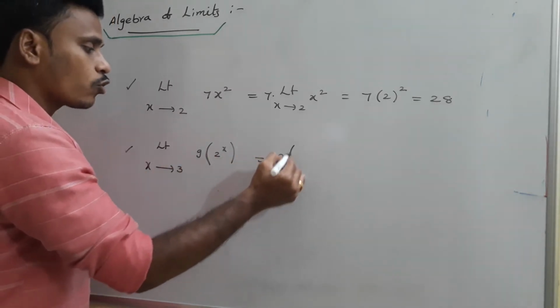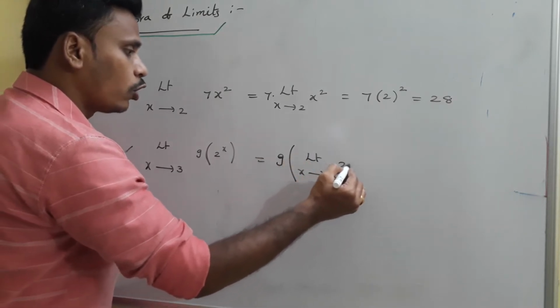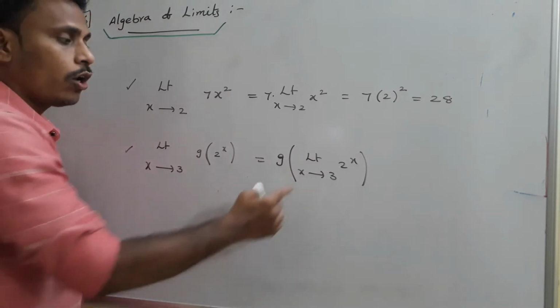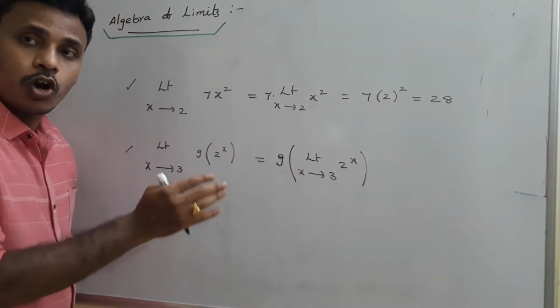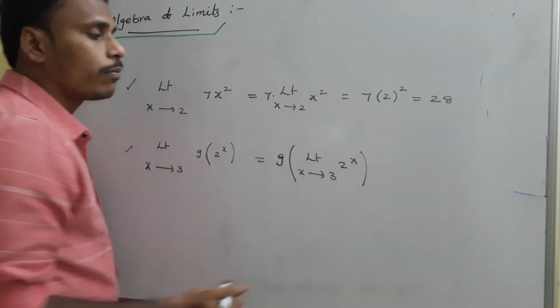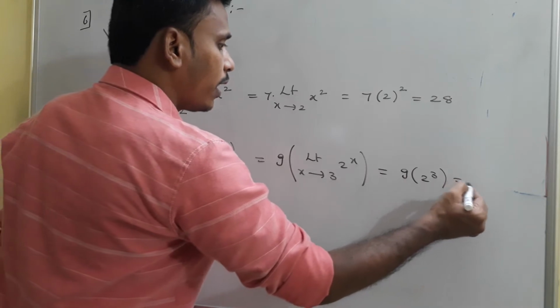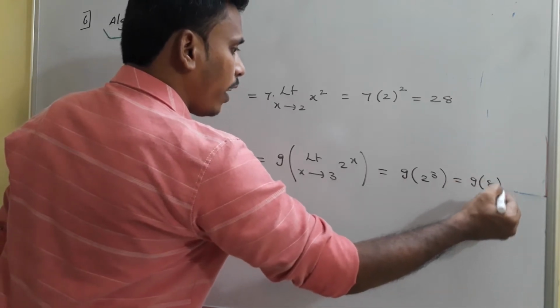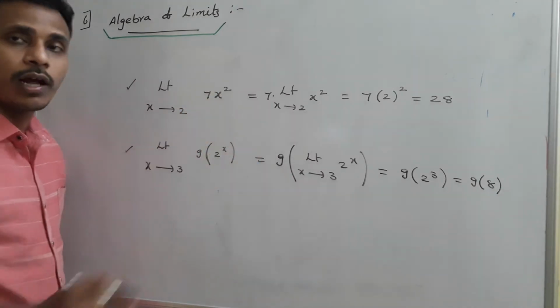We have a chance to write it like this: g of limit x tends to 3 of 2 power x. And we know limit x tends to 3 of 2 power x is well defined before and after 3, so easily we will replace x with 3. Then the value is g of 2 power 3, which equals g of 8. If you know g, then find g of 8, or otherwise that's your answer.